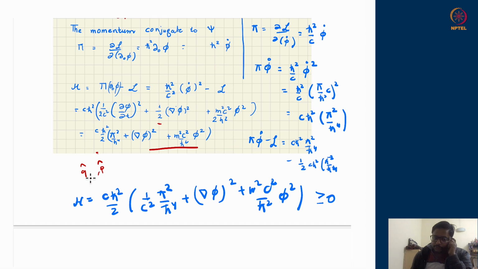Remember, the Hamiltonian which we had was a quadratic structure. There was a pi square which was like p square. There was a phi square which was like x square. But there was a gradient of phi square which normally we do not see in the ordinary harmonic oscillator case. Therefore, we went to the Fourier basis where this gradient term became k square, which combined with this m square c square upon h bar square, giving rise to the frequency omega square. So that is the benefit of going to the Fourier space.